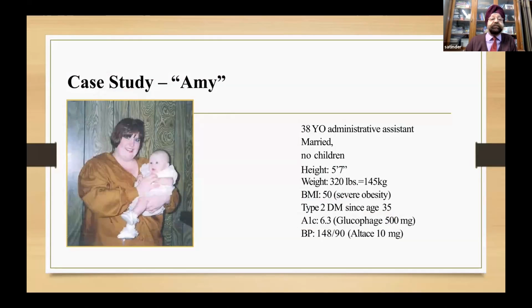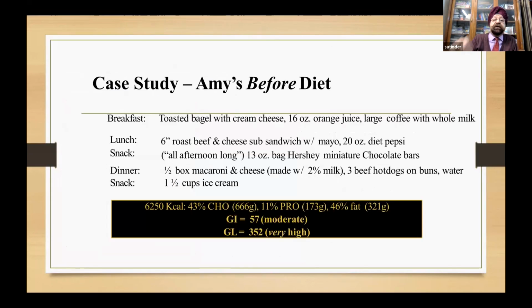This is a very interesting case study of Amy. She is a 38-year-old administrative assistant, married but no children, height 5 feet 7 inches, weight 320 pounds, 145 kilograms, and BMI 50, severe or morbid obesity, type 2 diabetes, on metformin 500 milligram, and raised BP on RAS inhibitors. Now, what is this?